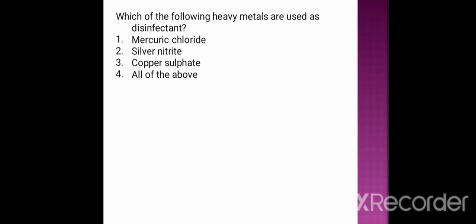Next question. Which of the following heavy metals are used as disinfectant? Option 1, mercury chloride. Option 2, silver nitrate. Option 3, copper sulfate. And option 4 is all of the above. And the correct option is all of the above. That is, copper sulfate, silver nitrate, mercury chloride, all are used as disinfectant.